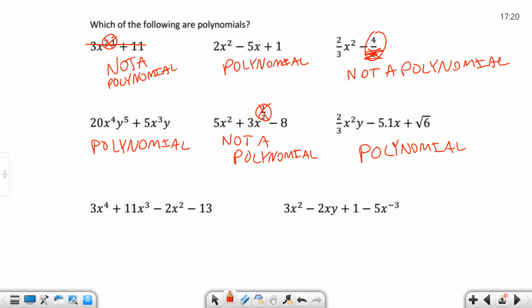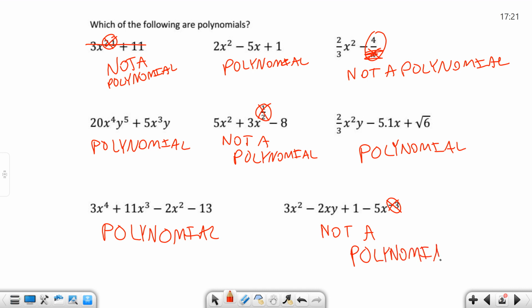And then we have 2 down here, 2 a little bit bigger. 3x to the 4th plus 11x cubed minus 2x squared minus 13. Again, there's nothing there. 4, 3, 2. And when you don't see anything, that's really like x to the 0, but that's a whole number, so it's good. Then your coefficients can be whatever they want to be, so guess what? That's a polynomial. And then finally on this page, 3x squared minus 2xy plus 1 minus 5x to the negative 3. This is not a whole number, so then this is not a polynomial.